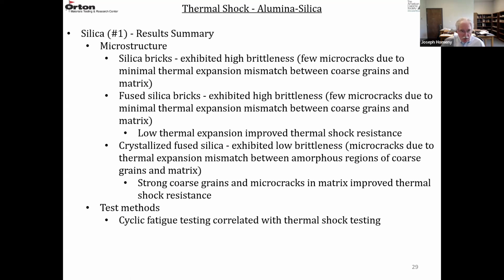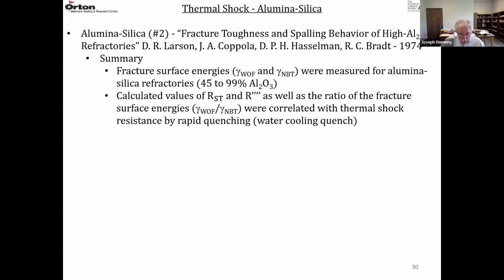So that was a pretty long discussion. Most of these other ones are a lot shorter. So Hasselman in the 70s was the one that developed the thermal shock theory that we talked about with the RST and R4 parameters, and modified those parameters much later in time, in the 80s.